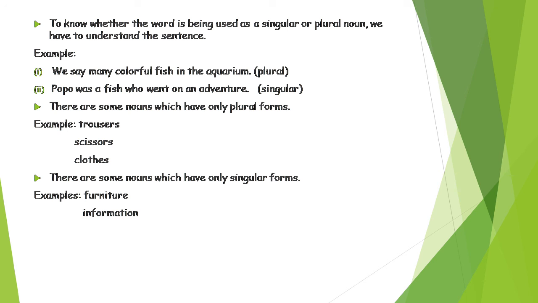There are some nouns which have only plural forms. For example, trousers, scissors, clothes, etc. These all cannot be in the singular form because they are in pairs. There are some nouns which have only singular forms. Also, in contrast to the plural ones, we have some nouns which are in the singular ones. For example, furniture, information, and so on.